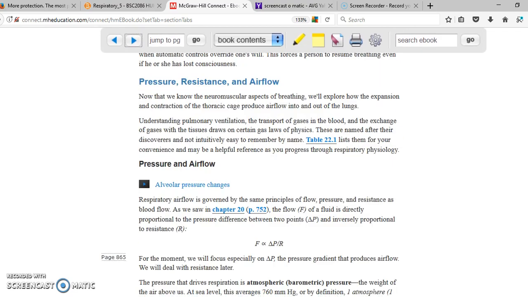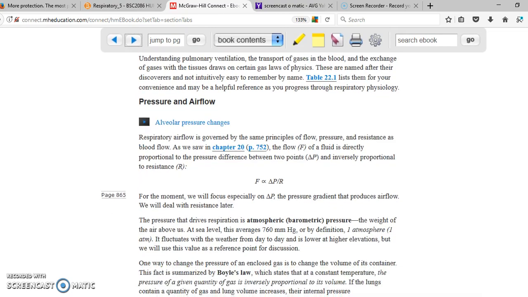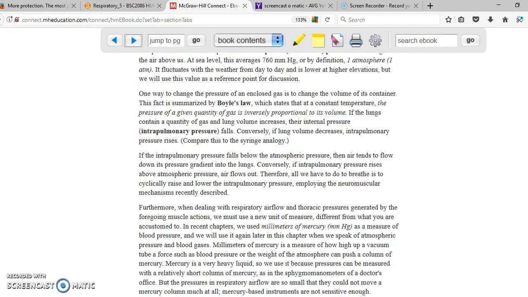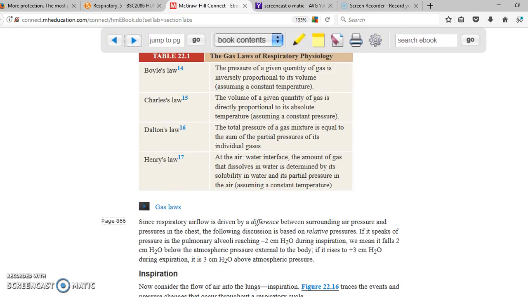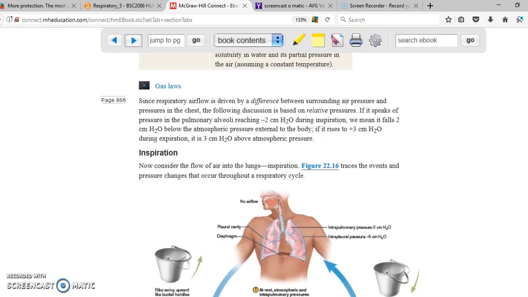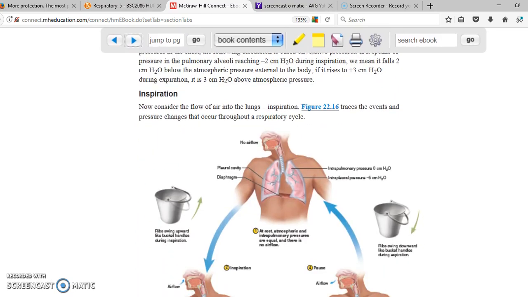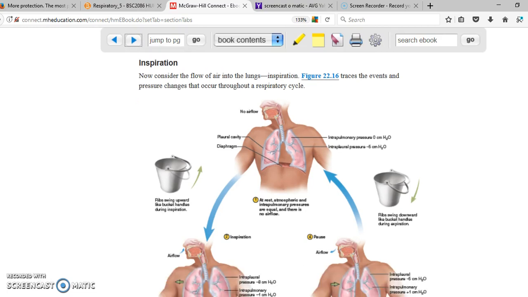Okay, so the next thing is pressure, resistance, and airflow. This is very important because this is going to explain how the air goes inside our lungs and how the air goes outside our lungs. And that's got to do with these laws that you have in here. You don't need to know this, but those laws are the ones that explain how the air goes inside and outside. So how do we get the air inside our lungs? Inspiration.